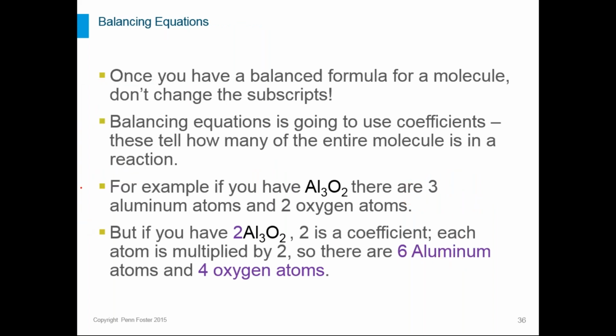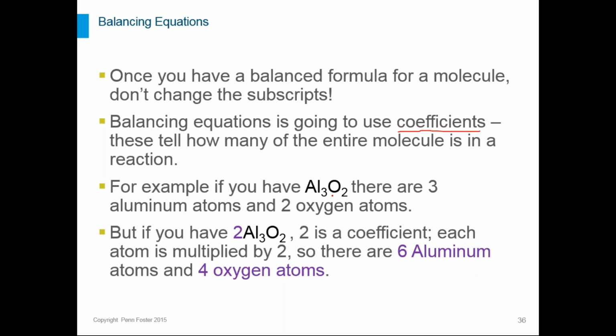Once you have balanced out the formula, you can't change the subscripts. So if you have aluminum 3, oxygen 2, you can't go changing that and making that aluminum 4 or oxygen 1. It's got to stay the way it is. So now when you're going to do chemical equations, we're going to take one molecule plus one molecule as your reactants, and that's going to give you some molecules as your product. You can't change the subscripts. You've got to stick with the molecules you're working with. So the only thing you can change to get different numbers is what we call coefficients. So coefficients are numbers that go before the molecule.